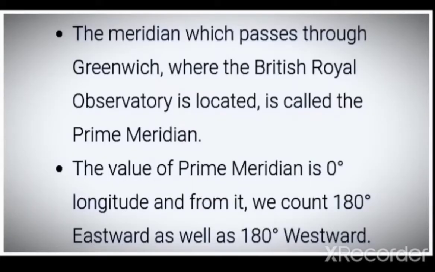This meridian, the prime meridian, passes through Greenwich, where the British Royal Observatory is located. The value of the prime meridian is 0-degree longitude, and from it we count 180 degrees eastward and 180 degrees westward.